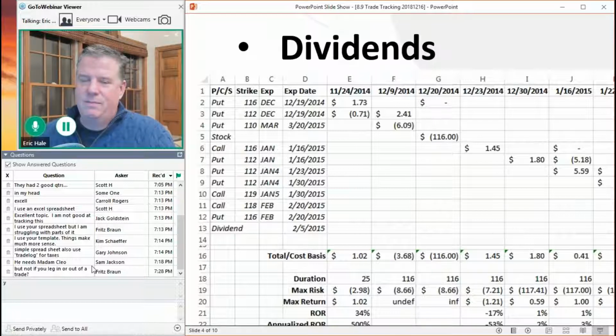I'm not sure what you mean by if I leg in or leg out. Is that as far as keeping track of the total cost or the per share basis? Is that what you're talking about, Fritz?